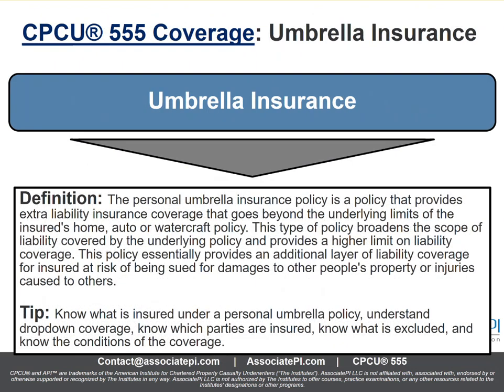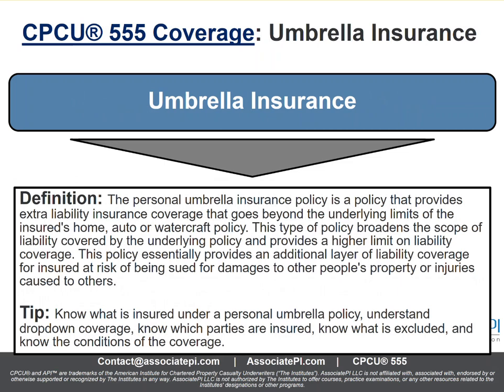Umbrella insurance. This is a whole topic in itself, so we're not going to go into too much detail on it. But umbrella insurance is excess liability coverage on top of an underlying policy. So you could have an auto policy with $300,000 liability limit. You could purchase an umbrella insurance policy to purchase an extra $2 million of liability coverage. So know what an umbrella insurance policy is.